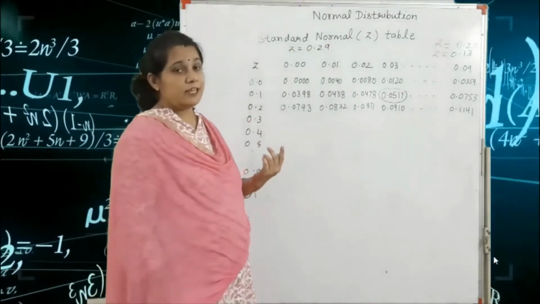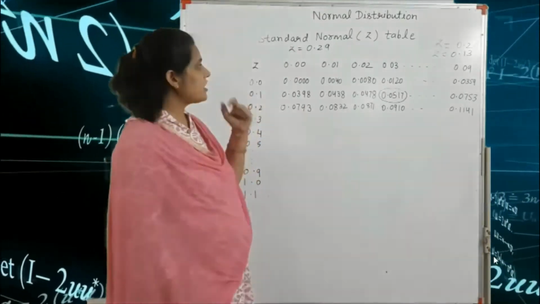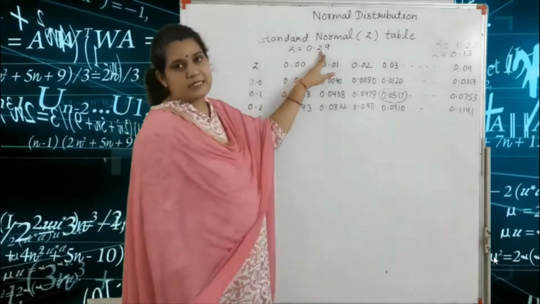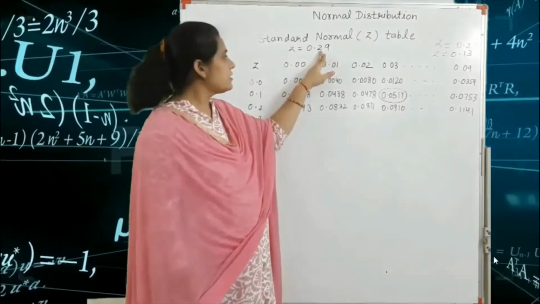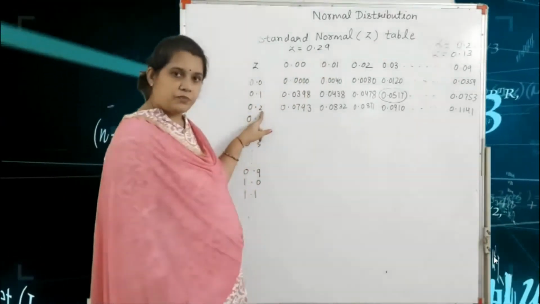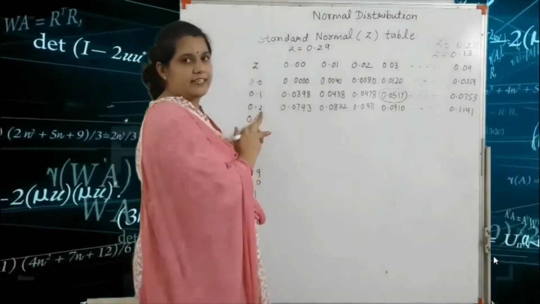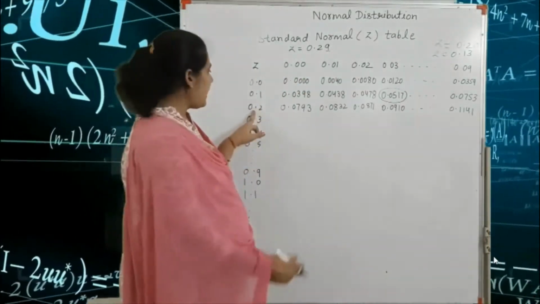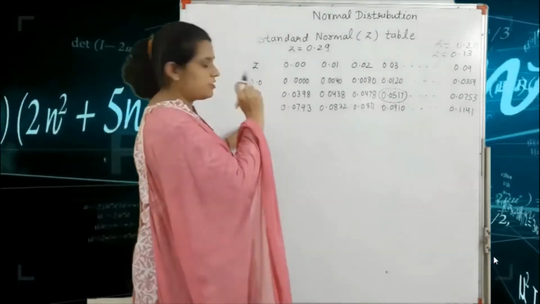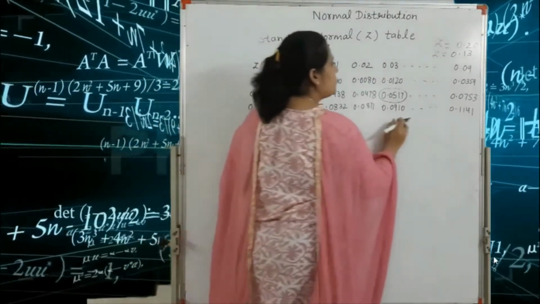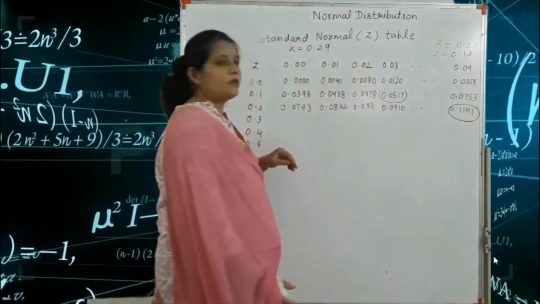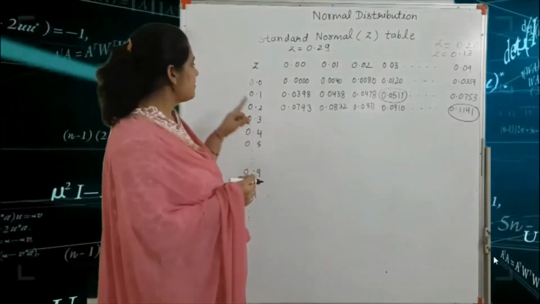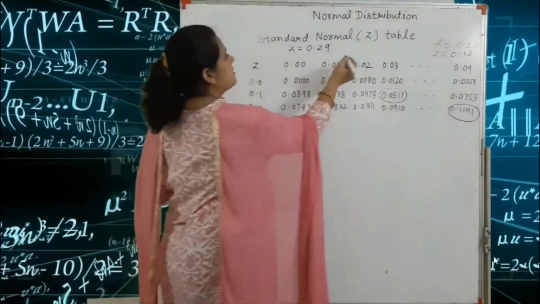For example, we find the value of z is equal to 0.29. What is the process for checking the value? The first decimal place is 0.2, got it? So we check the 0.2 row. After that you check the second decimal place, which is 9, so check the value of 0.09. This is the 0.2 row and the 0.09 column, and the value is 0.1141.